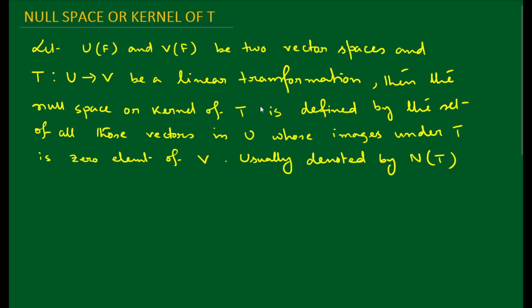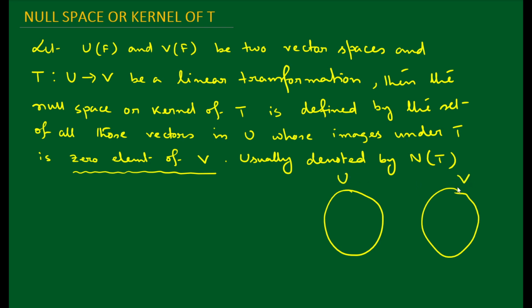And then the null space or kernel of T. So null space or kernel of T क्या है? It is defined as the set of all vectors in U whose images under T is what? Zero element of V. So this is very important. So null space क्या है? In null space we have some elements of U. So indirectly null space is nothing but a subset of U. So null space में क्या रहेगा? Those elements of U whose images are zero element of what? V. Okay. So let us try to understand by drawing a diagram.